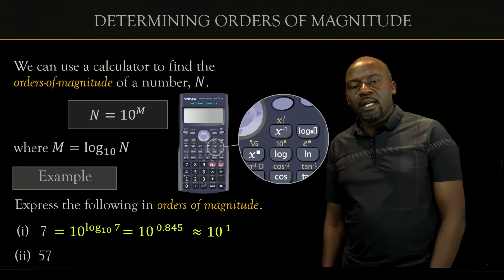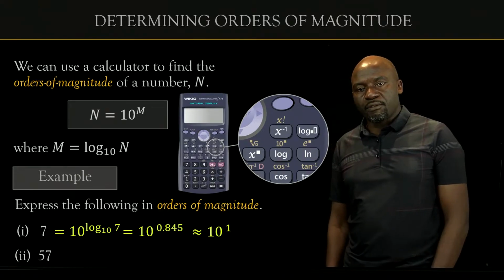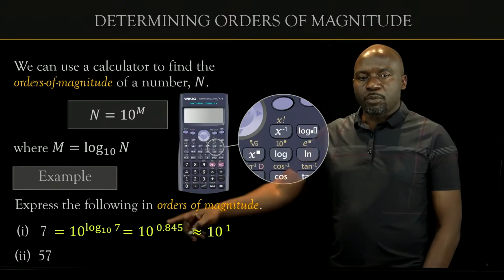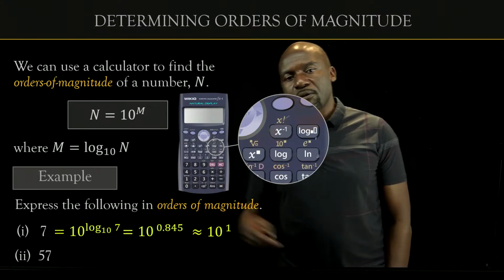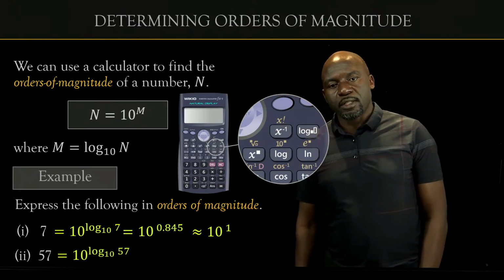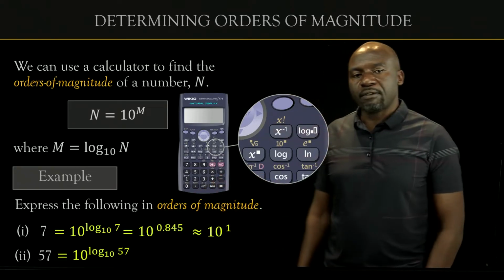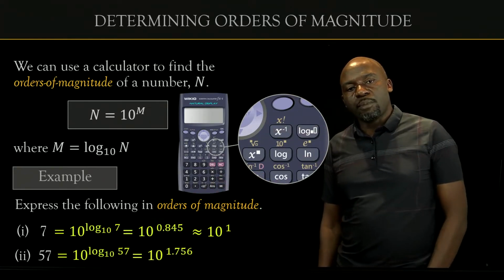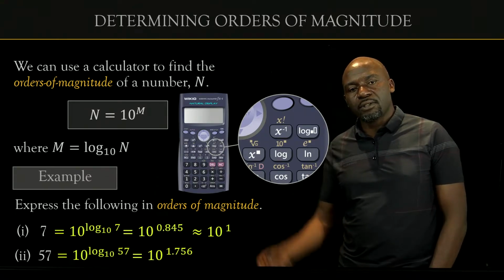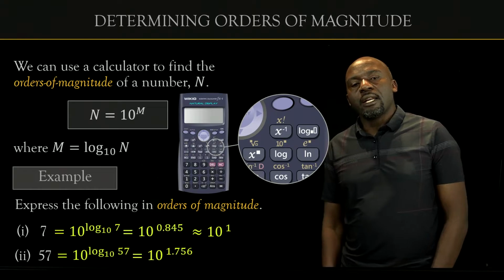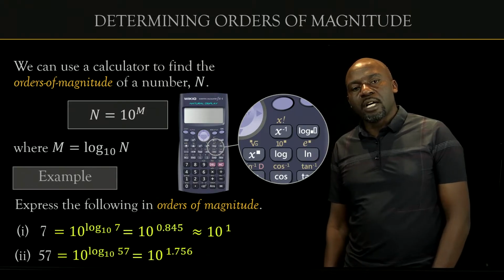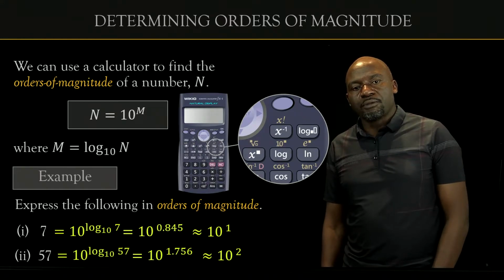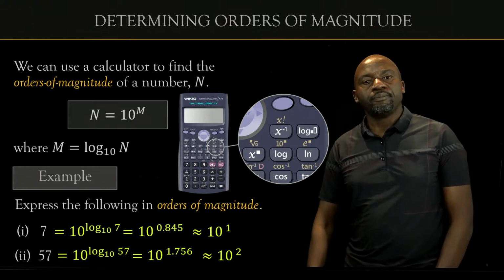Okay. Another one, let's express 57 in orders of magnitude. So the first thing we do, we will express this as 10 to the power. In other words, we look for the log to base 10 of 57 and we will put it as the power of that. If you do that, you will get 10 to the power of 1.756. Okay, so this you get on the calculator directly, and then we round off that number to the nearest integer, and that becomes 10 to the power of 2. So 57 is 10 to the power of 2 in orders of magnitude.